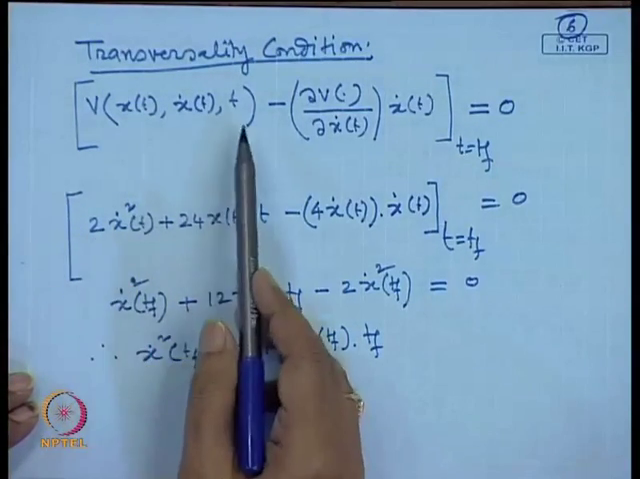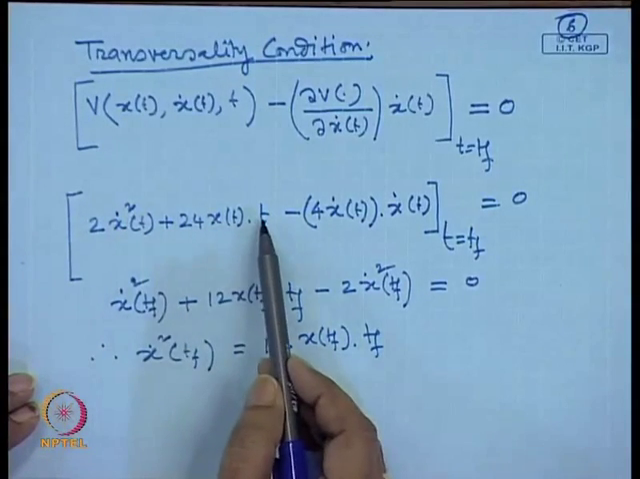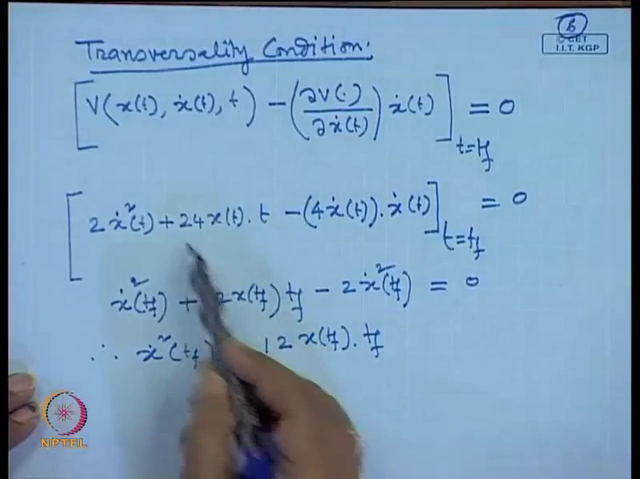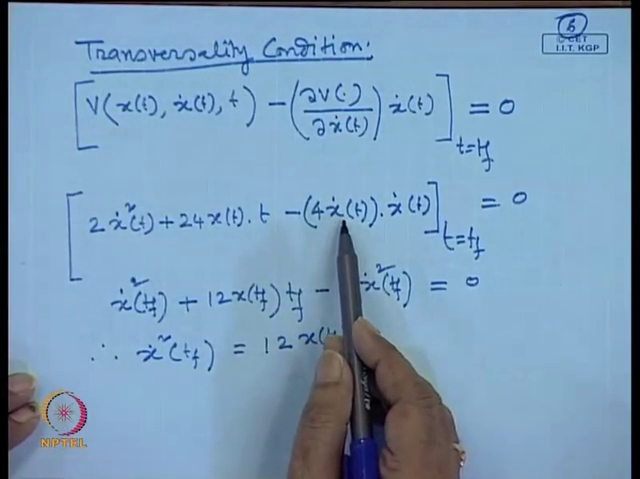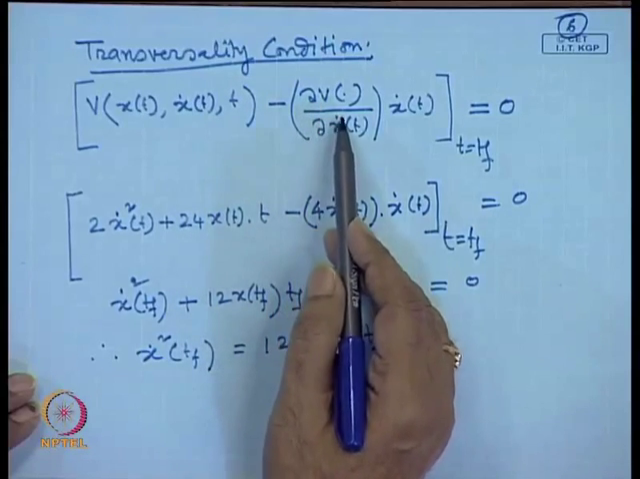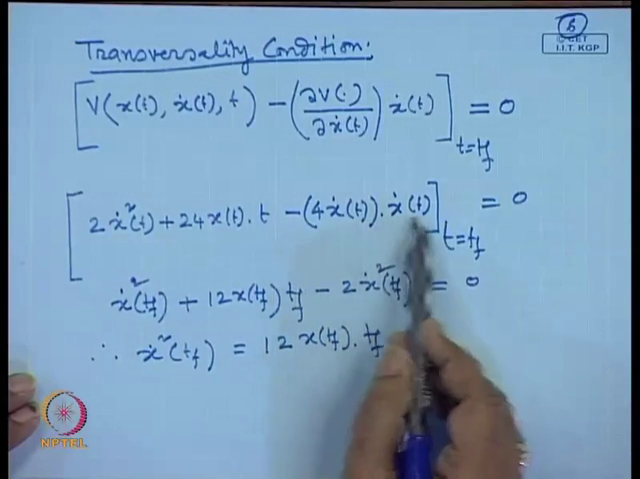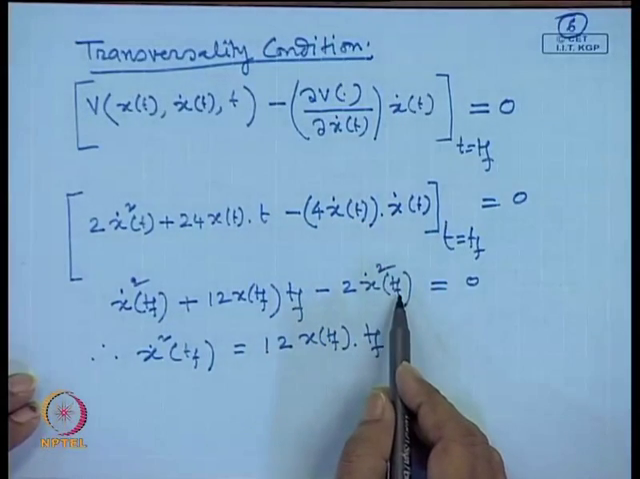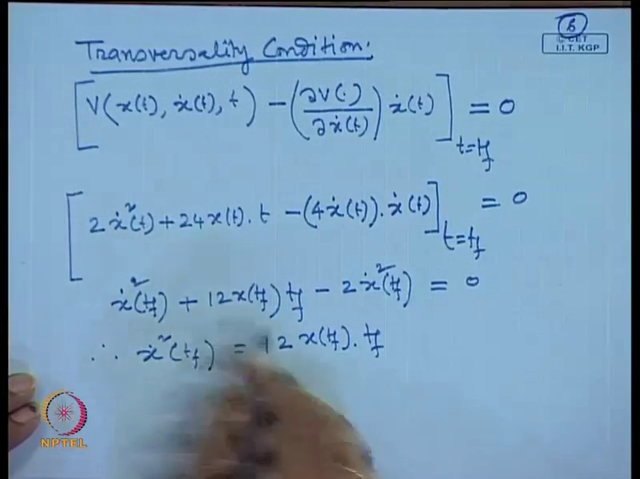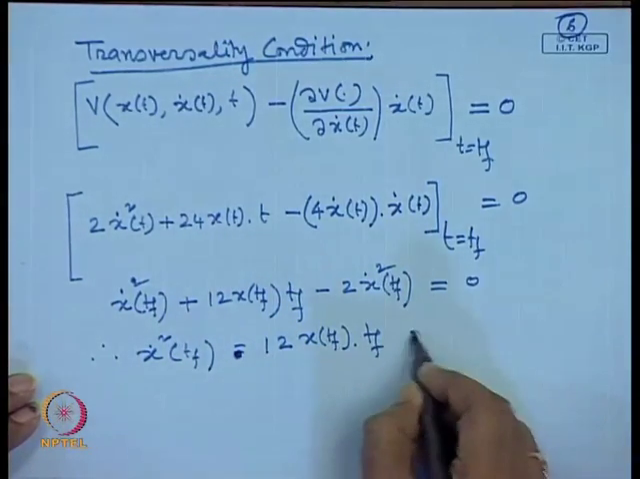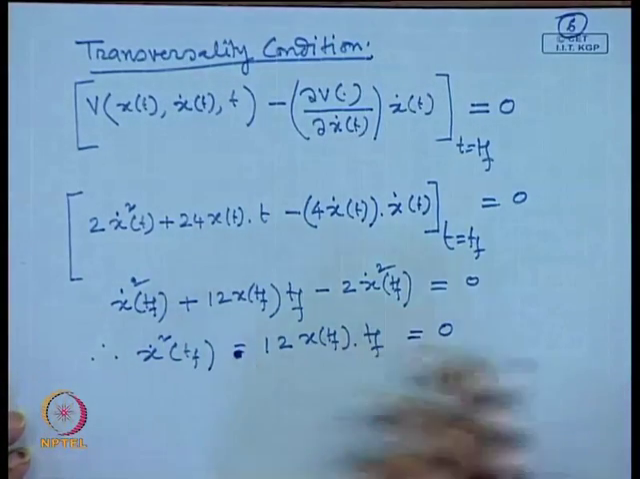I am correct. So, I am writing 2 x dot square, 24 x t f. So, 24 t f. So, 4 x dot t into x dot. So, it is twice of this one, agree? So, if you take this to the left-hand side, it is minus of this, equal to 0, agree?